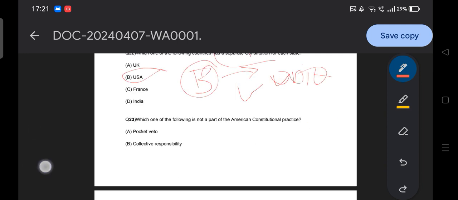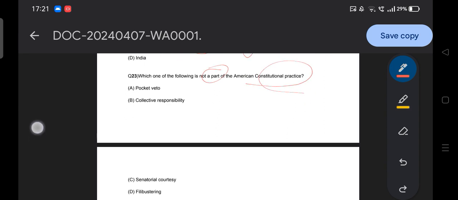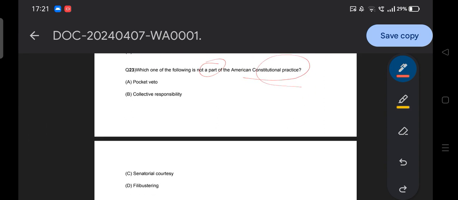Okay, then which of the following is not part of the American constitutional practice? Pocket veto, collective responsibility, senatorial courtesy and filibustering. So the answer is option B. Collective responsibility is not there in the USA's constitutional practice, but in our case there is collective responsibility. But they have a pocket veto, they have senatorial courtesy, they have filibustering.